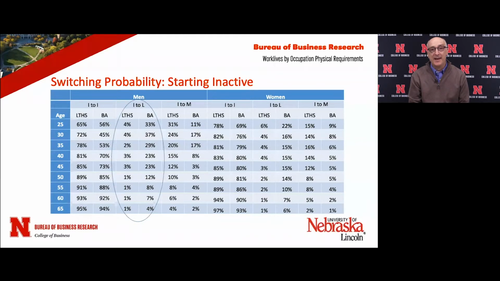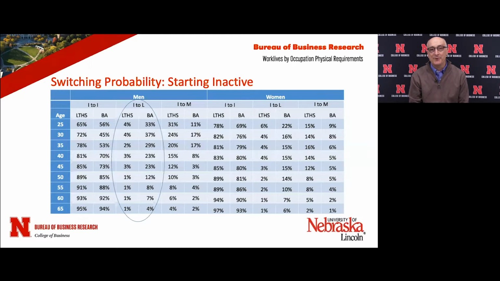The LTHS would be men with less than a high school degree. The BA would be men with a bachelor's degree. So it's interesting to note that looking across all of those ages, if you start inactive, there's a very high probability that the next year you're going to remain inactive. For a 40-year-old male, for example, with less than a high school degree, there's an 81% chance that if you're inactive at age 40, you're going to be inactive at age 41. You can see those probabilities are slightly lower for men with bachelor's degrees, but they're still pretty high.